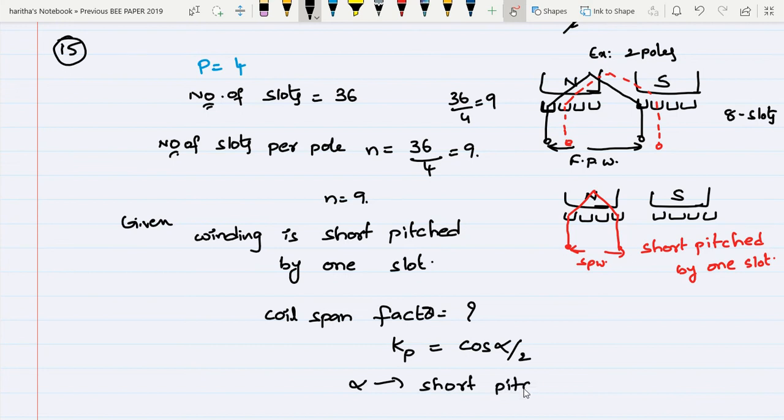But the short pitch angle is not given. Only that the winding is short pitched by one slot is given. So how can you find out the short pitch angle? If you know one slot angle, then that will be your short pitch angle, because the winding is short pitched by one slot. So if you know one slot angle, that will be your alpha. Suppose the winding is short pitched by two slots, then find out the angle for two slots.